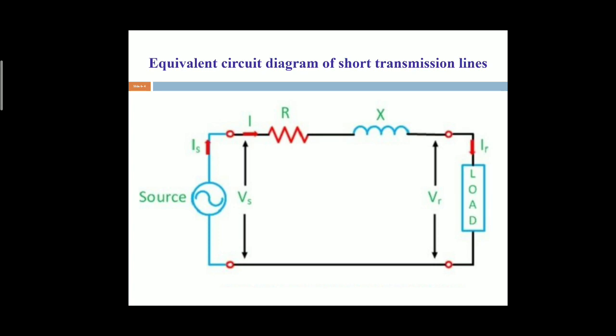Okay, in the case of a short transmission line, the parameters are only the resistance and the inductance. The capacitance C value will be neglected due to the leakage of currents.